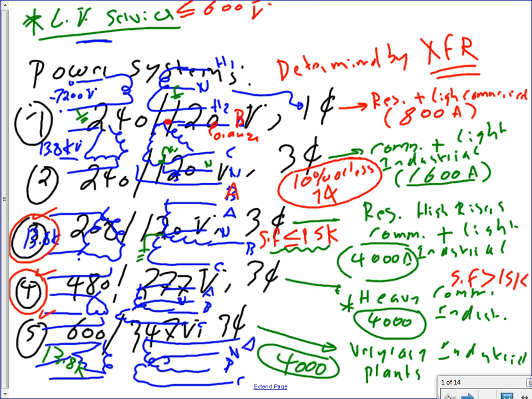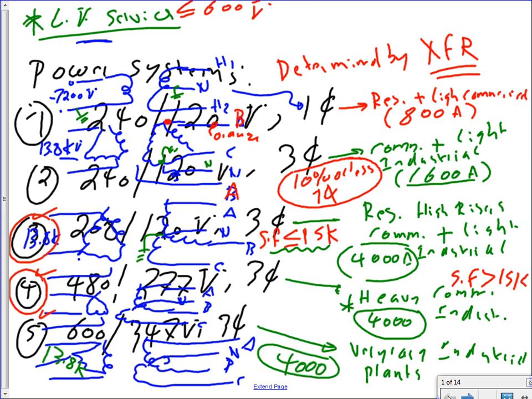Okay, so here's the most typical. Where would you use it? Residential apartments, high-rise apartments, commercial and light industrial, and we can get them up to 4,000 amp services. Up to 4,000 amp services. Can I have a thumbs up, Chad?